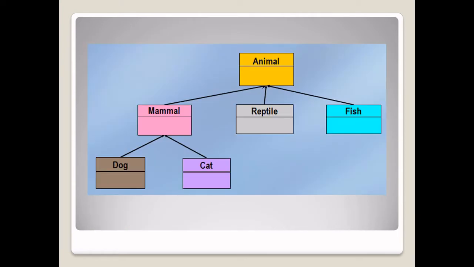In this example, there is a class named animal inherited by mammal, reptile and fish, because mammal, reptile and fish belong to the animal class. Again, mammal is inherited by the cat and dog classes. It inherits all the properties and methods of mammal.